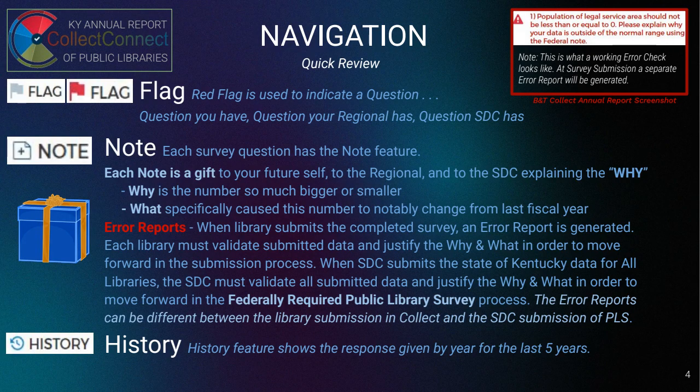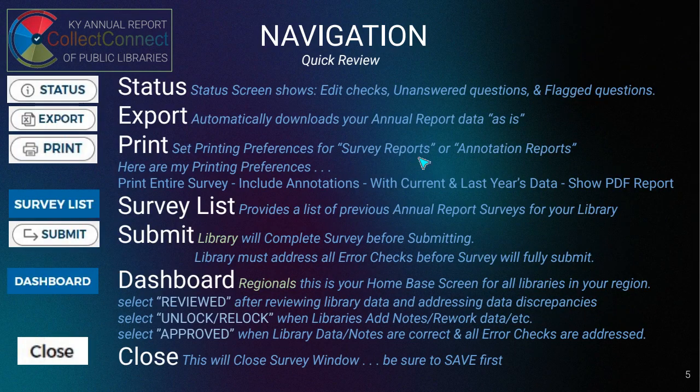Also new with the update this last year is a history button, and it lets you see about 5 years of the previous years' data, so you can see if you're on track, if you're in the range.